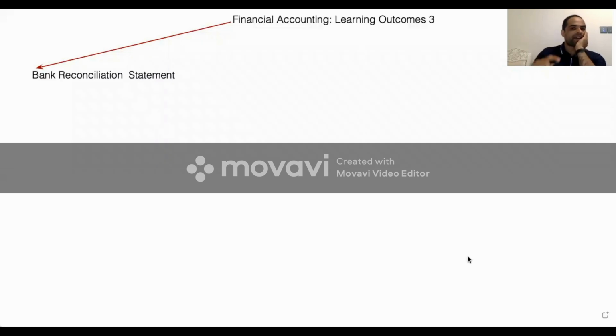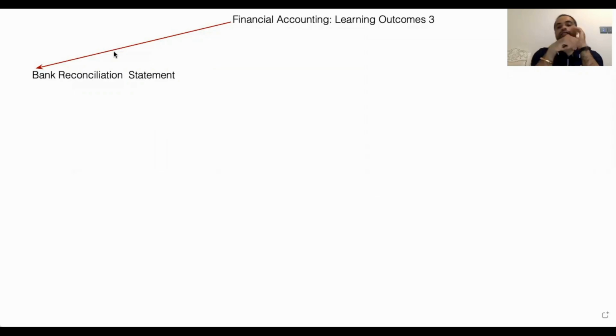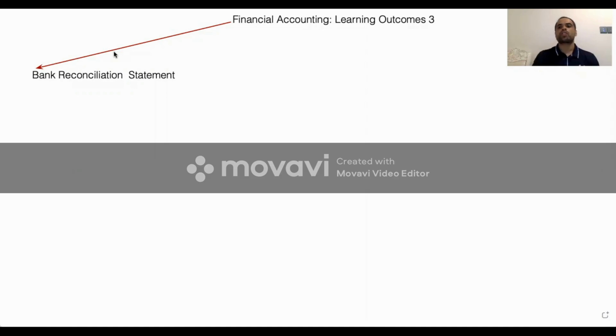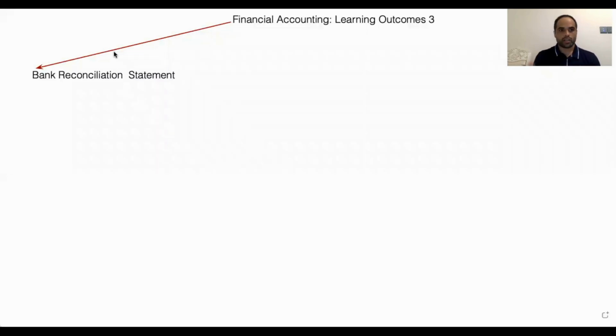So what is a bank reconciliation statement? Reconciliation means match, compare, reconcile. When you compare 2 different accounts, this is called reconciliation, right? So you are going to compare 2 different accounts to find the difference. Now, which 2 accounts? Before we discuss this reconciliation, we go back to our learning outcome 1.